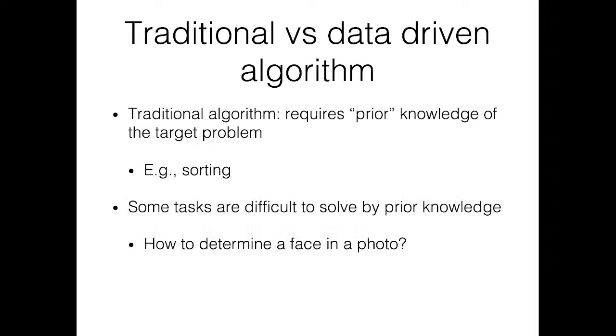But what kind of task is more appropriate for machine learning or for the data-driven algorithms? They are the tasks that are difficult to solve by prior knowledge. For example, if I ask you how to determine whether there's a face in a photo, this seems to be a very simple task even for a 3-year-old child. However, this is very, very difficult for a computer. If I want you to solve this face determination or recognition problem by programming, how can you do it?